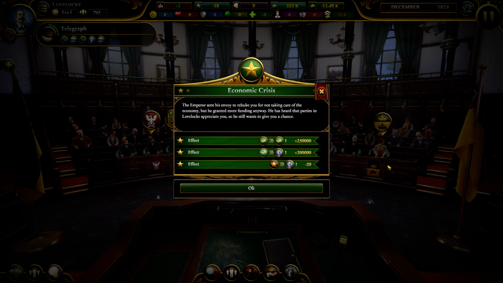The Emperor sent his envoy to rebuke you for not taking care of the economy, but he granted more funding anyway. Yes, we groveled. He has heard that parties in Lovelocks appreciate you, so he still wants to give you a chance. Wow. Okay. Bunch of money. Personal funds. He gave me money also.